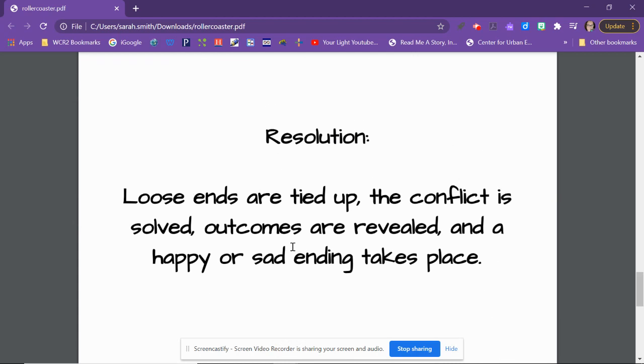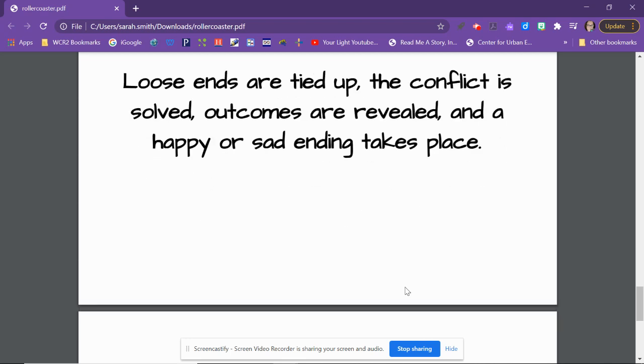And then we have our resolution, and this is where loose ends are tied up. The conflict is solved, outcomes are revealed, and a happy or sad ending takes place.